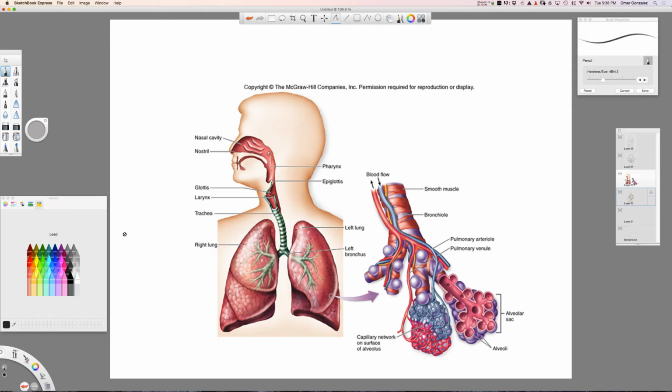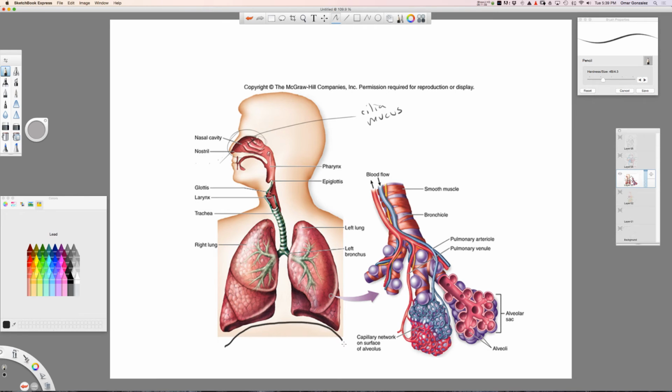Respiratory system starts off in the nasal cavity. Nasal cavity has cilia and mucus in there. And the job of that is to sort of trap any particles that are inside the dust that you breathe in, preventing it from getting into our lungs. So the nasal cavity starts off, this is where you breathe in your air.